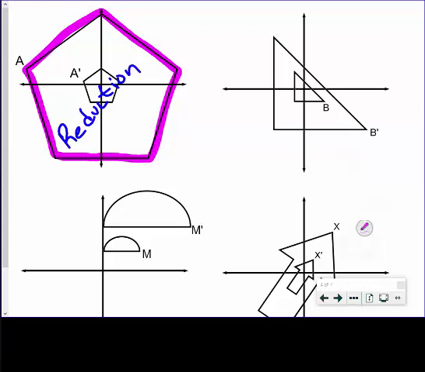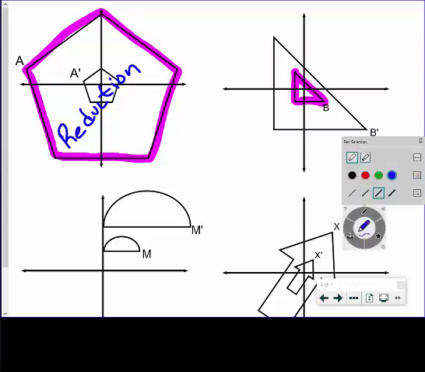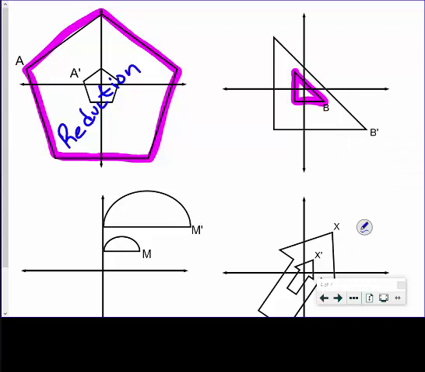On the next one, which one is my pre-image? The smaller one, B? So it went from B to B prime. Is that an enlargement or a reduction? Enlargement. Why? Because it got bigger.